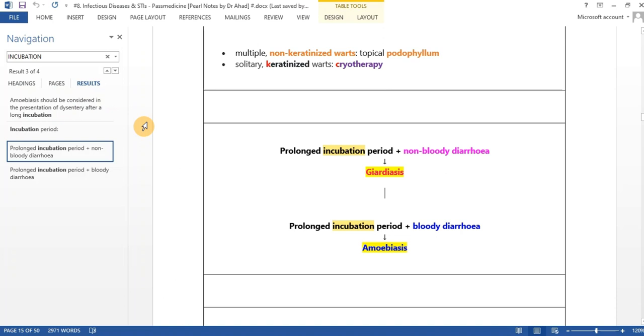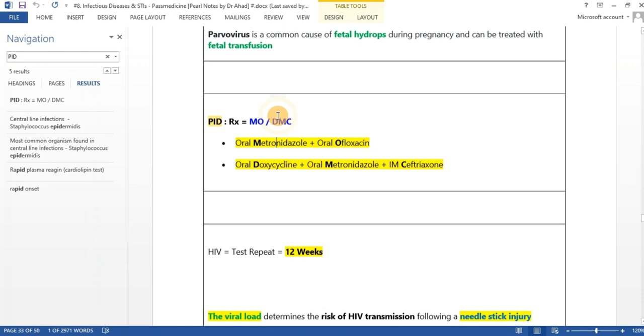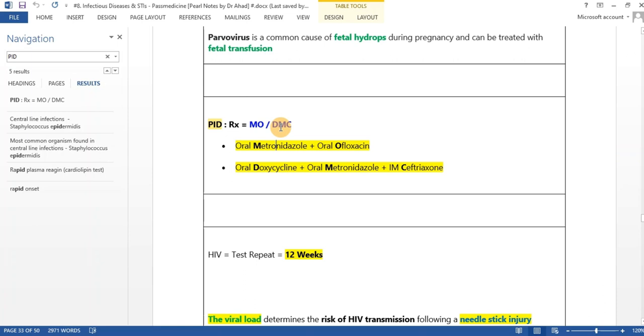Ceftriaxone. So PID should be treated. There are two modalities of treatment. One is AMO, another one is the DMC. Just remember, medical officer of the Dhaka Medical College. So DMC means doxycycline, metronidazole, and ceftriaxone. And AMO, medical officer, means metronidazole and ofloxacin. So medical officer of Dhaka Medical College.